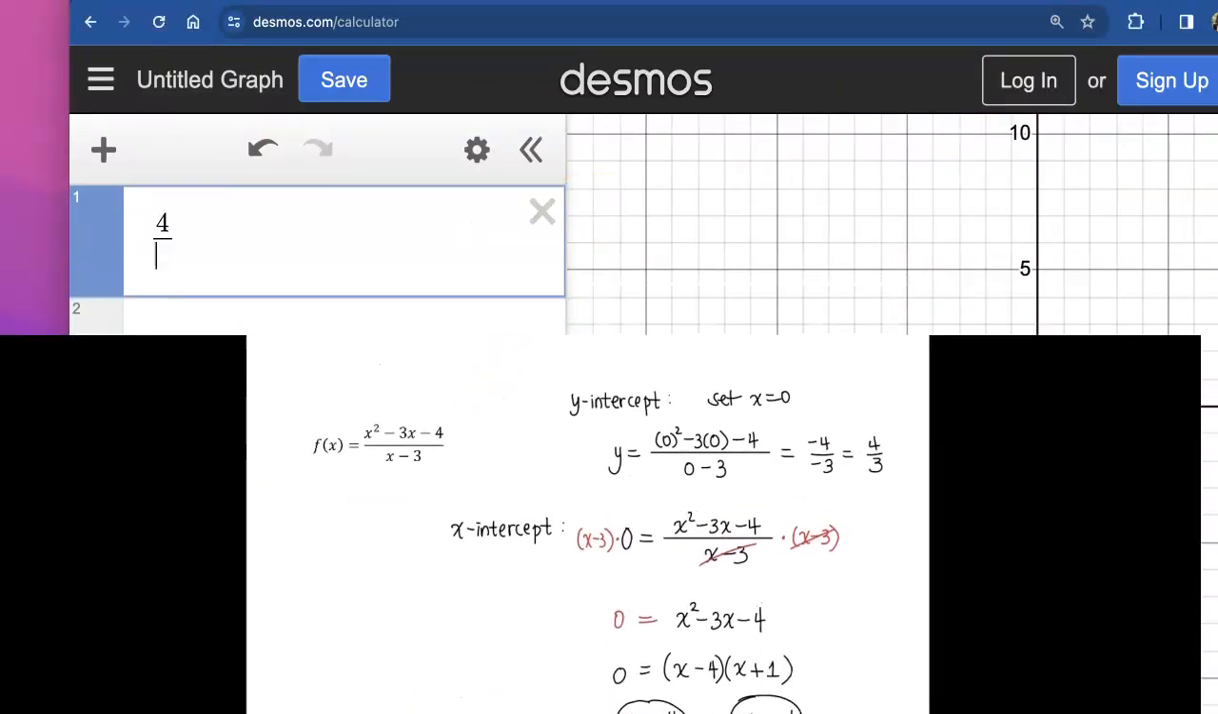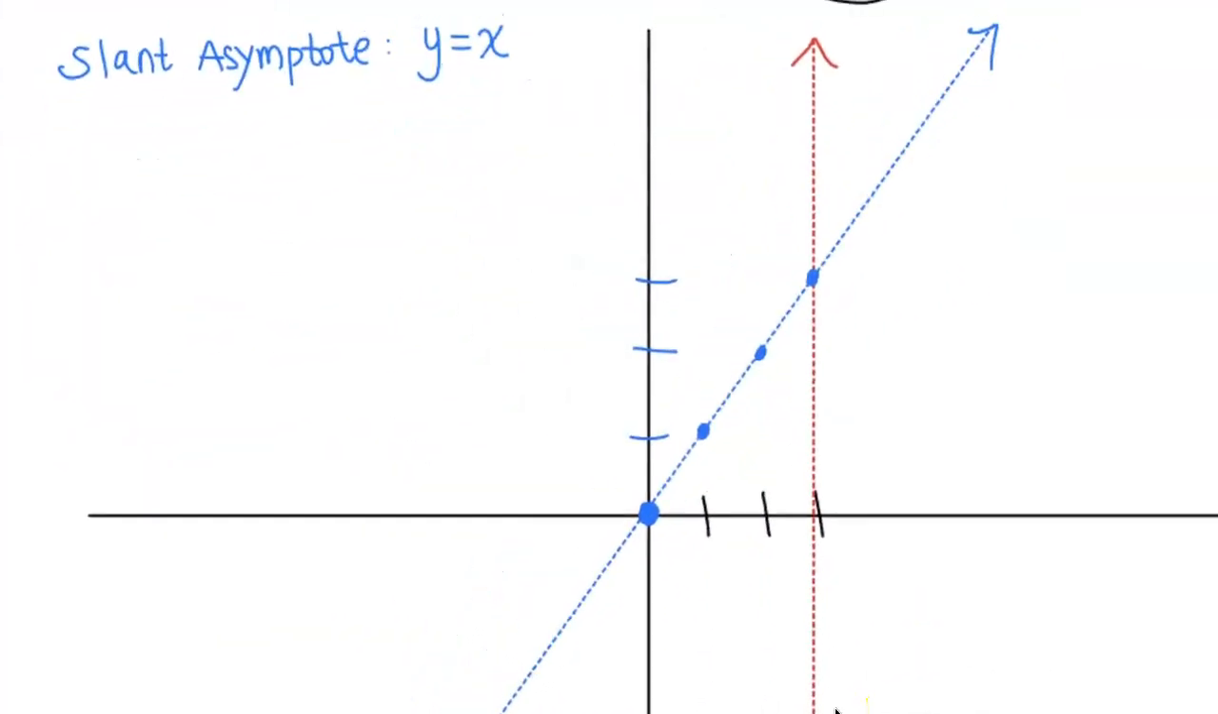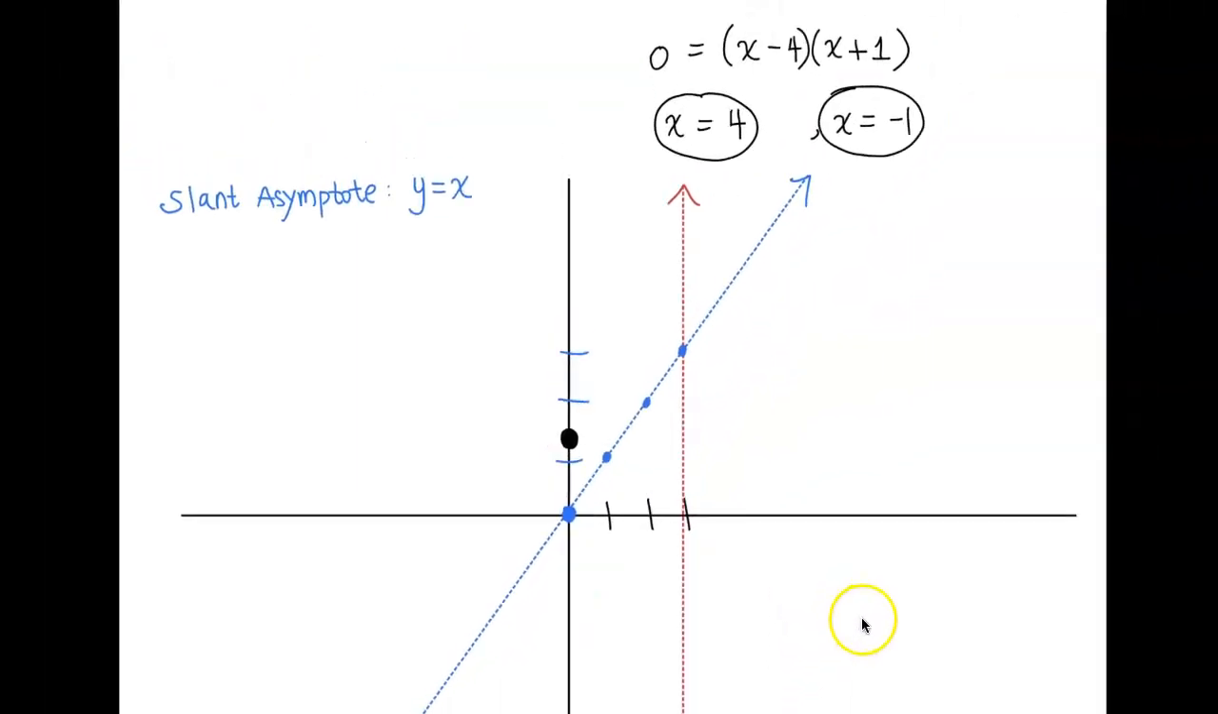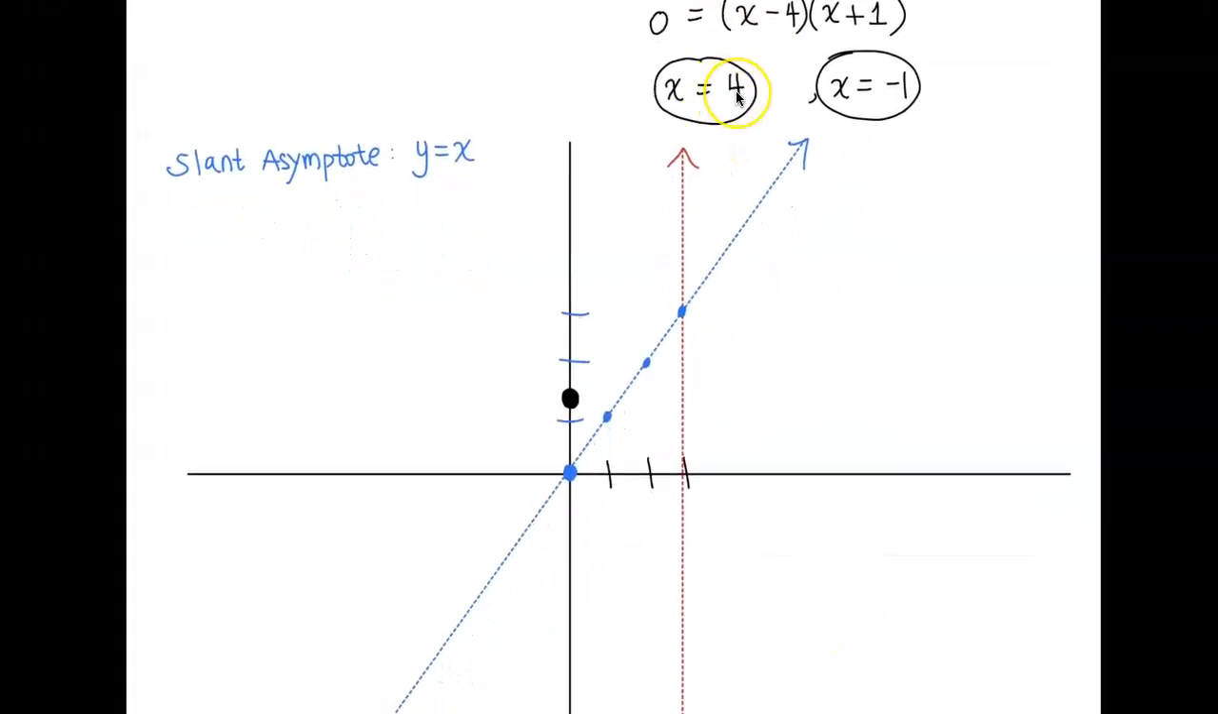So hold on. 4 divided by 3, that's approximately 1.3. So I'm going to go and plot 1.3 on the x-axis, okay? I'm sorry, on the y-axis. So there is my y-intercept of 4/3. I made the dot really fat so that it looks like 1/3, okay? I'm sorry, 4/3.